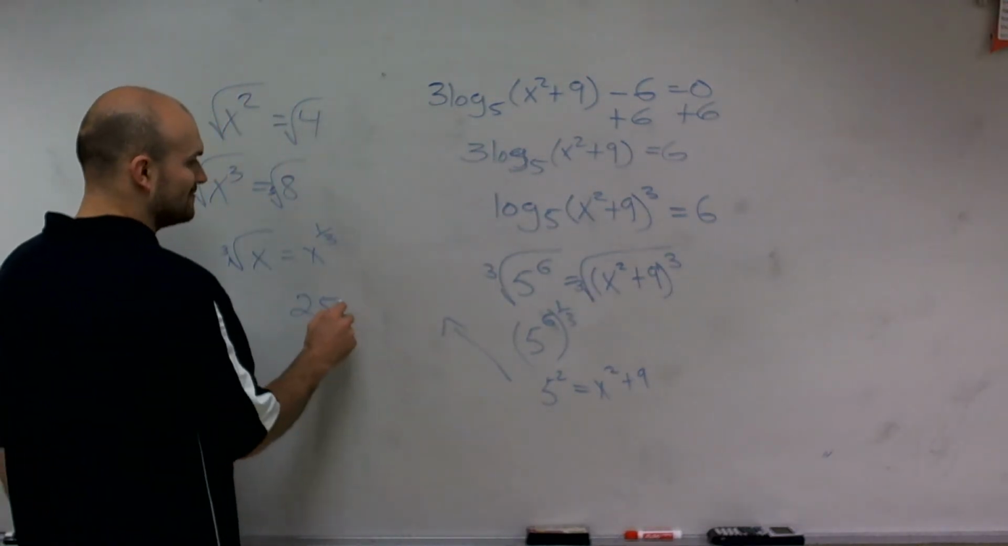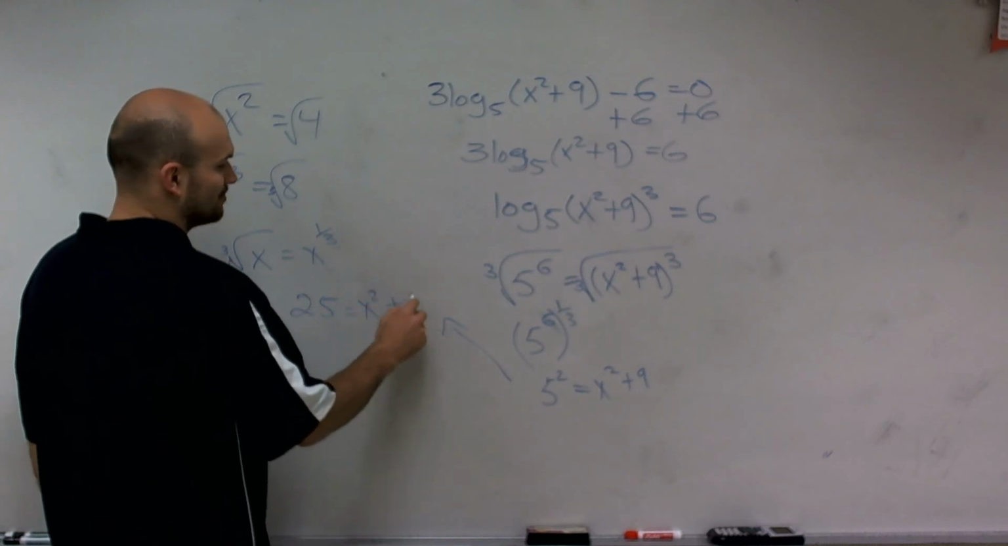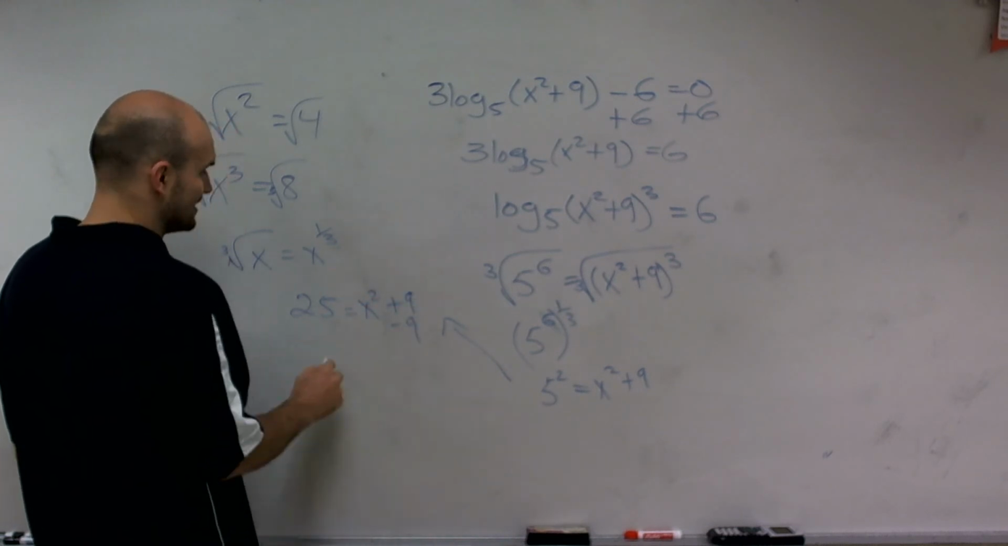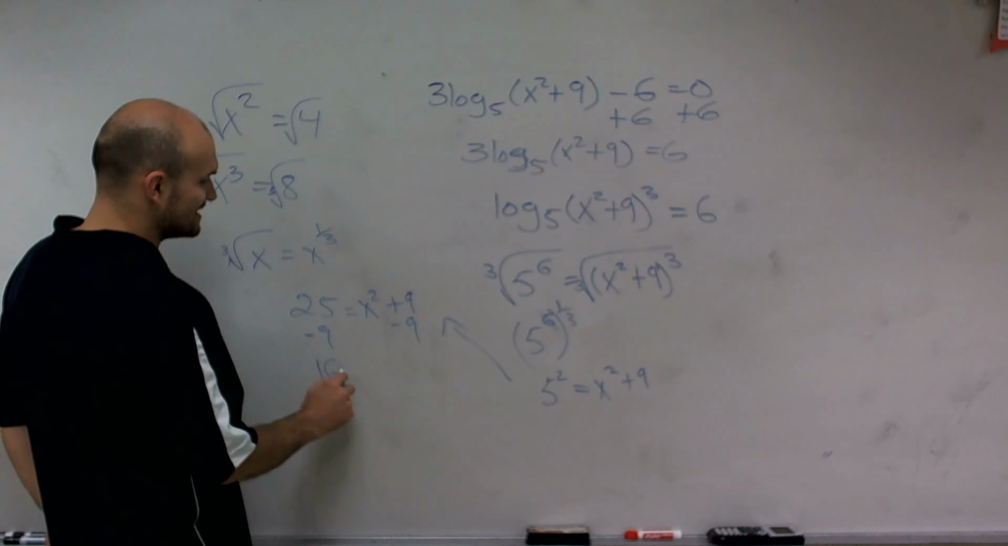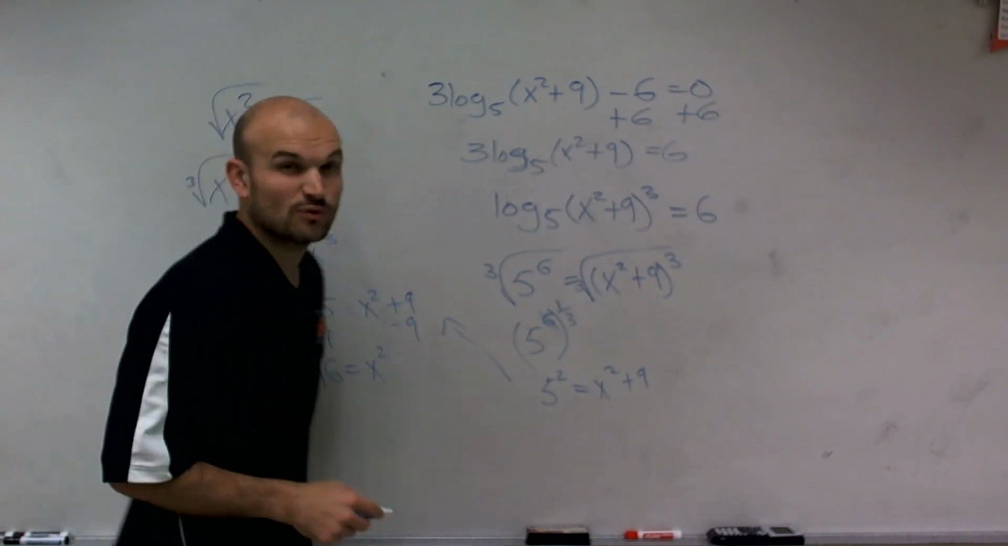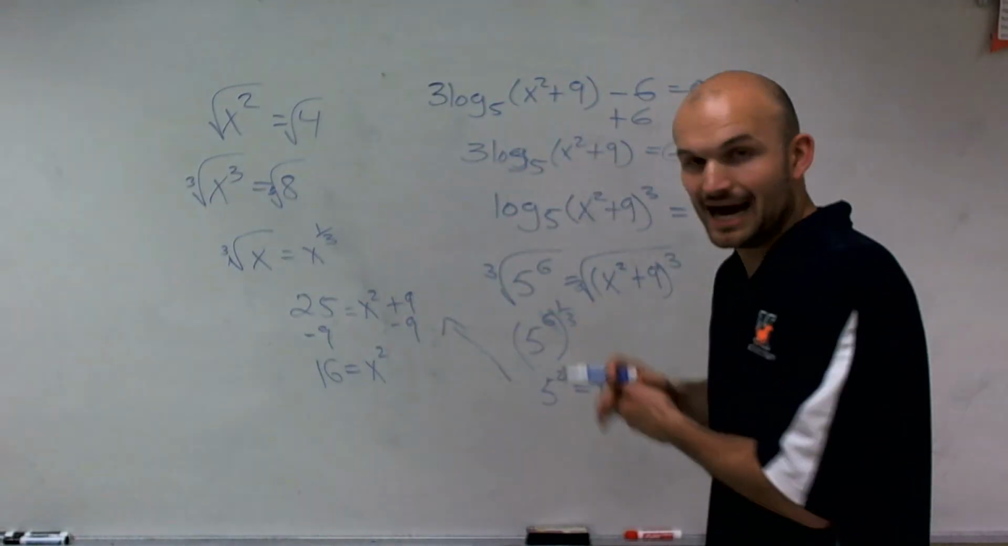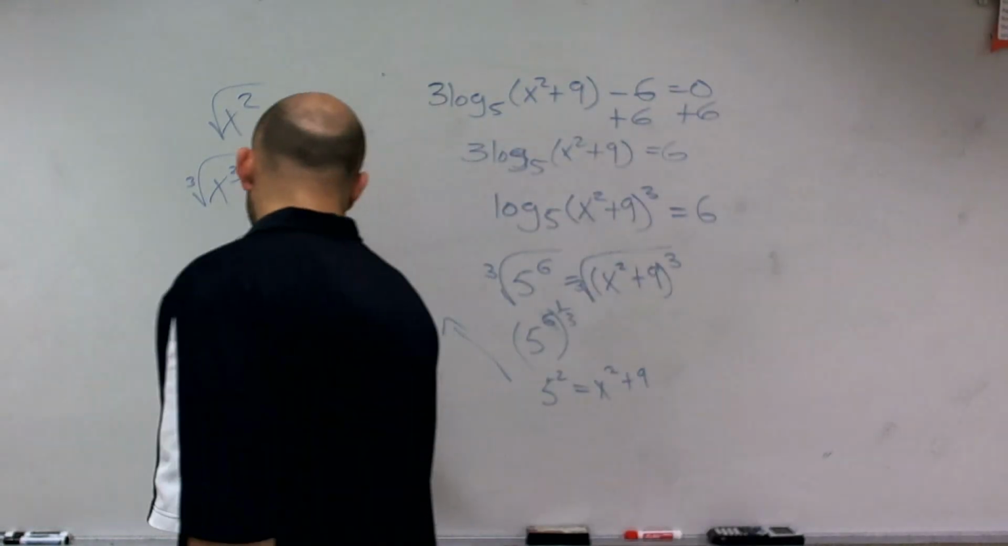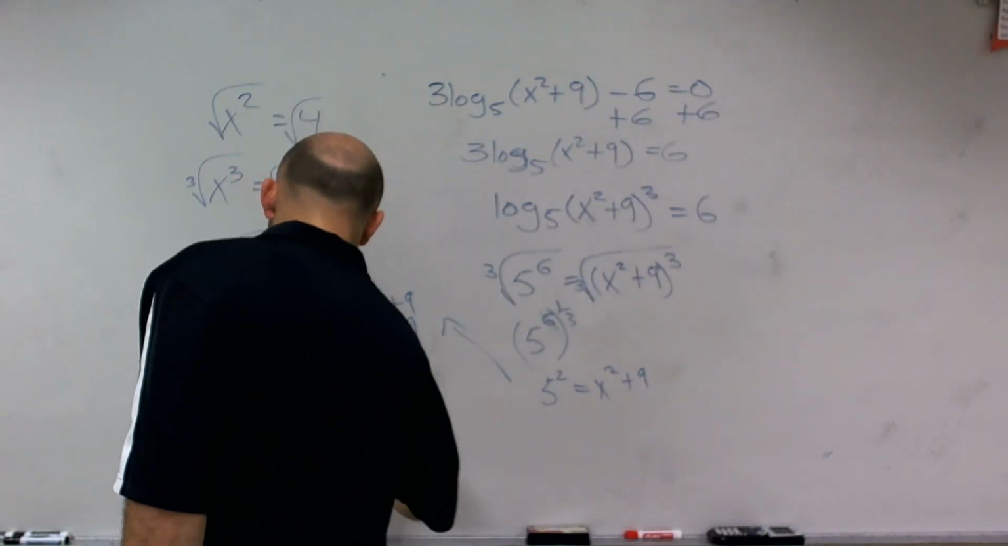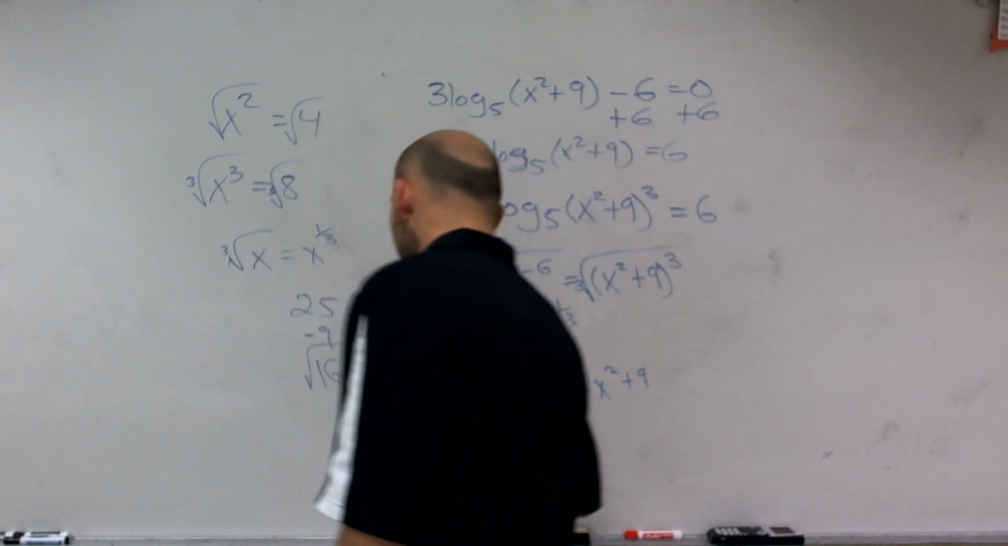Well, therefore, let's continue this work over here. So now I have 25 equals x squared plus 9. So now I'll subtract the 9. And therefore I get 16 equals x squared. Now, to finish this up, I'll take the square root of both sides, and I get x equals plus or minus 4.